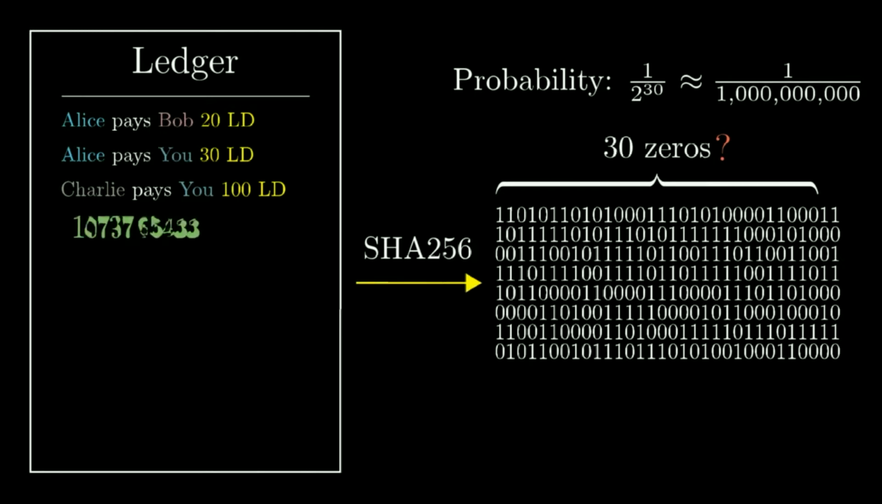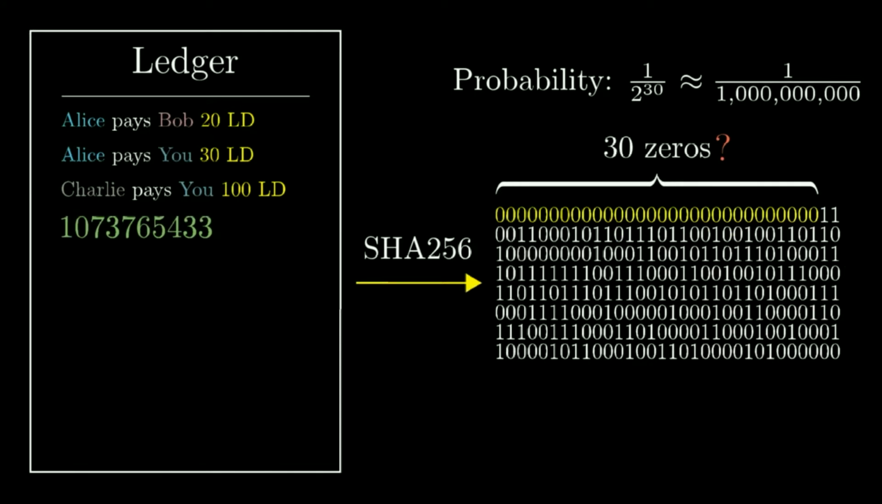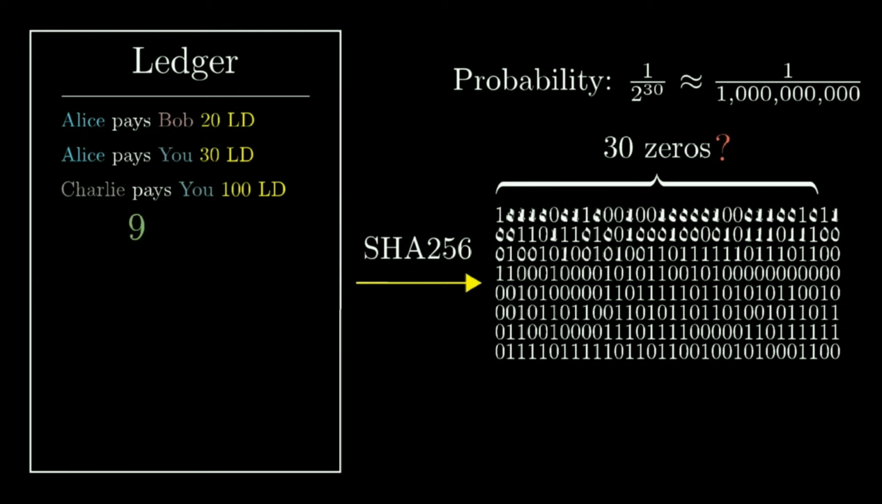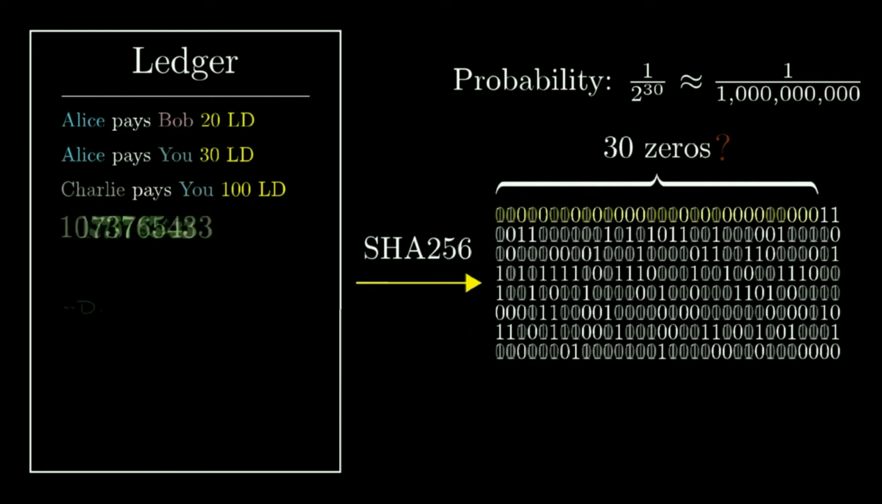You just run the hash and see that there are 30 zeros. So in other words, you can verify that they went through a large amount of work, but without having to go through that same effort yourself. This is called a proof of work.